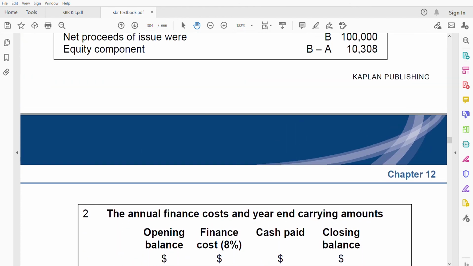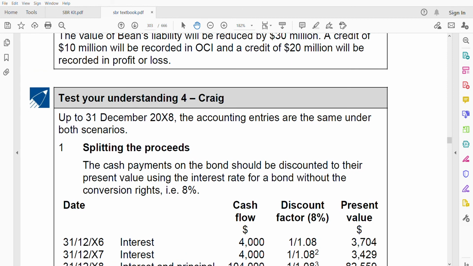Test your understanding 4. Okay, so that's it for financial compound instruments. I hope today you will go and do compound instruments and do questions on it, and try to find questions from your revision kit before I actually upload the videos on those questions, and you try to do it until you become an expert or a pro in IFRS 9.